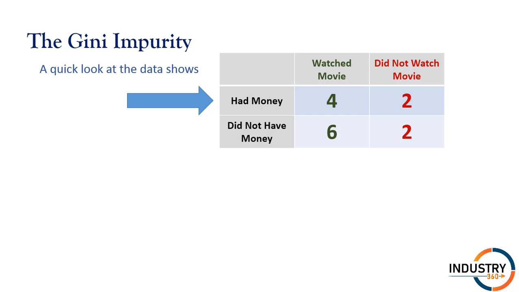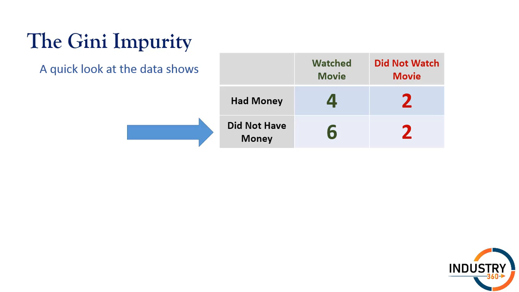Now the data shows that in our group that had the money, 4 people watched the movie and 2 people did not watch the movie. And in the group that did not have the money, 6 people somehow managed to watch the movie even without the money, while 2 people did not have the money and did not go and watch the movie. So that in total accounts for our 14 students. Let us look at the probability values now.